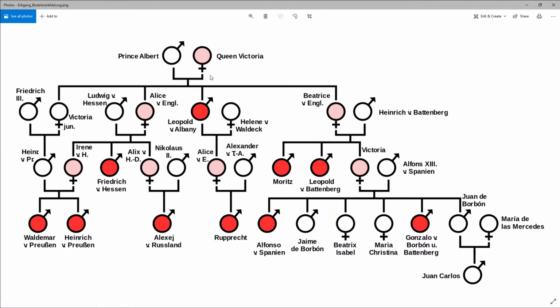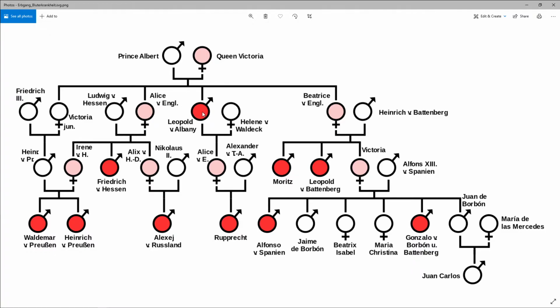So if we look at this, we see that of the offspring of Queen Victoria, Victoria Junior was not a carrier, but Alice was a carrier. Alice inherited the recessive allele on the X chromosome that she got from her mother, Queen Victoria, whereas the X chromosome that she got from Prince Albert was, of course, non-infected. It's not a carrying X chromosome. So she is still a carrier. One of her X chromosomes has the recessive allele.